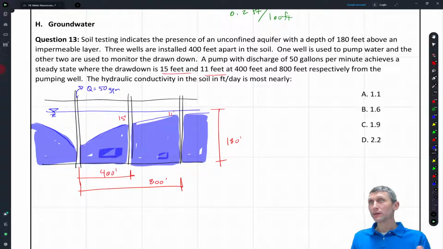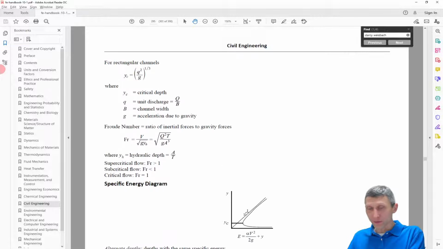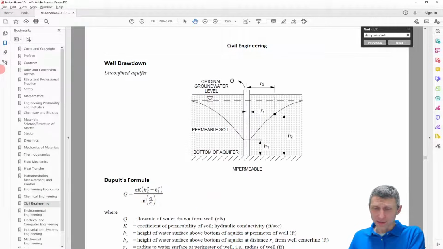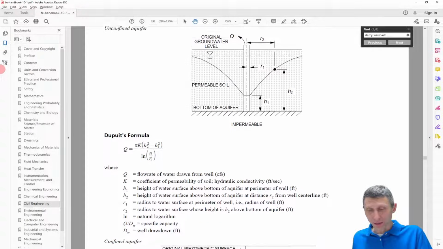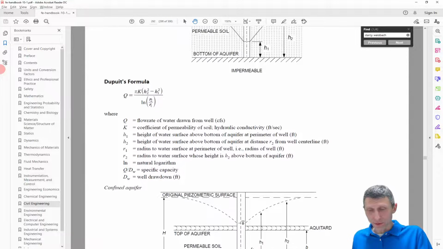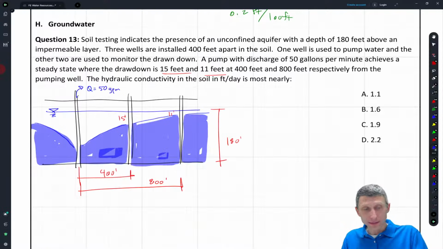So the question is, how do we solve this problem? This is one of those questions where, if you get something like this, hopefully you can read the question quickly enough and know where the equation is quickly enough to go find it. Our well drawdown equation is going to be right here. It doesn't look exactly the same as this, but it's going to be very similar. So we have an equation here that we're going to be able to use to solve this question. Okay, so let's copy this equation over, and let's go ahead and solve it.